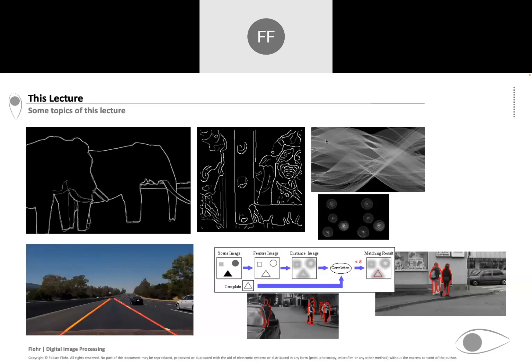We will also then look at template matching techniques. So there we also see how the chamfer matching works.